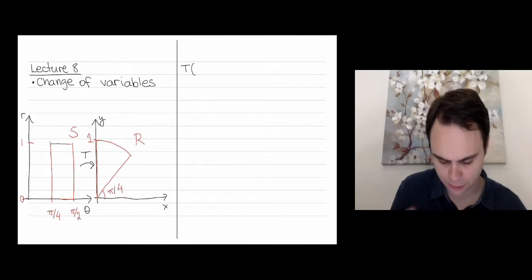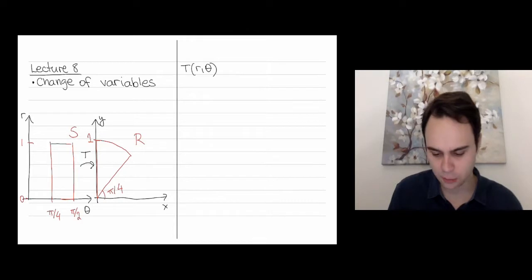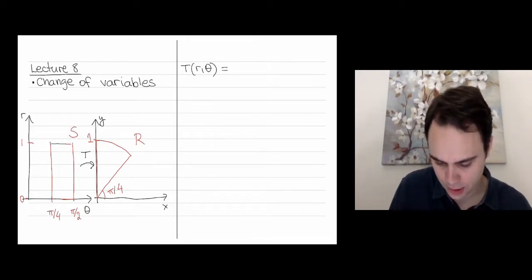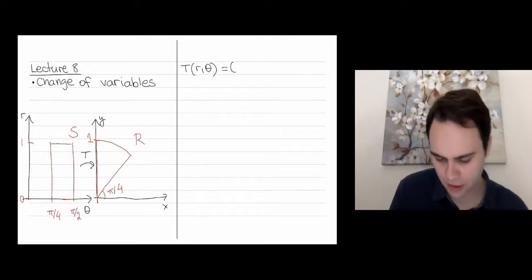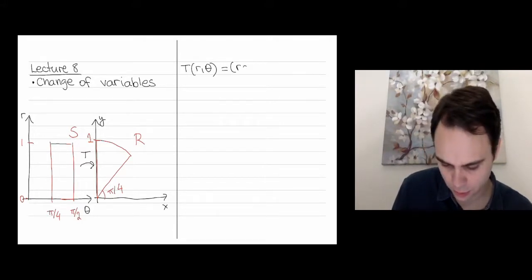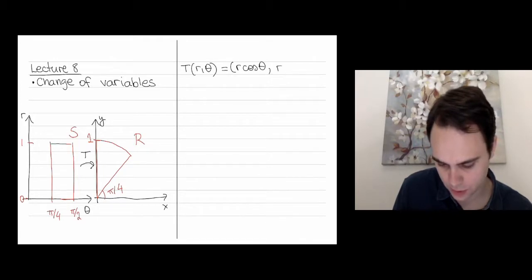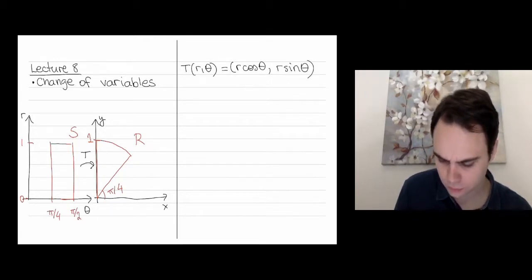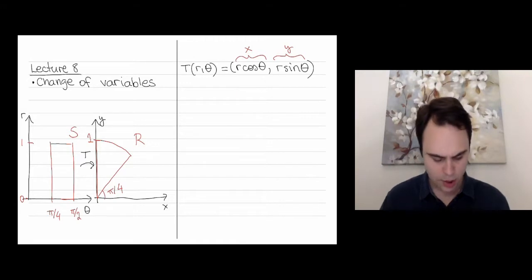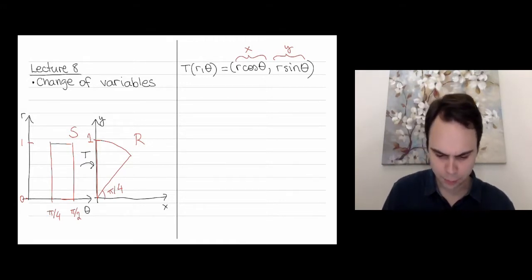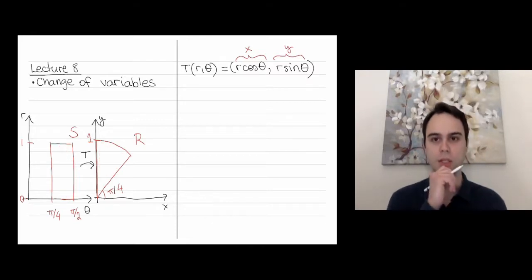This rule, this transformation from points in the r theta plane to points in the xy plane: the point corresponding to r comma theta has x equal to r cosine theta and y equal to r sine theta. Right, so this first component here is x and the second component is y. So that's something that we need when we set up the integral, when we evaluate an integral over R in terms of dr and d theta.